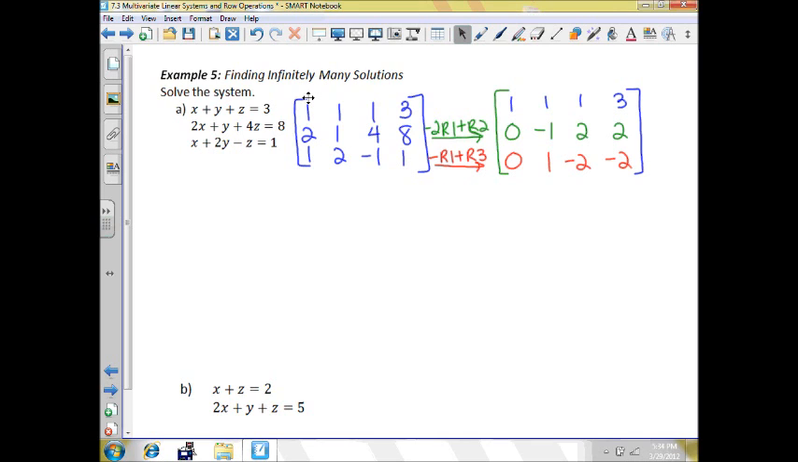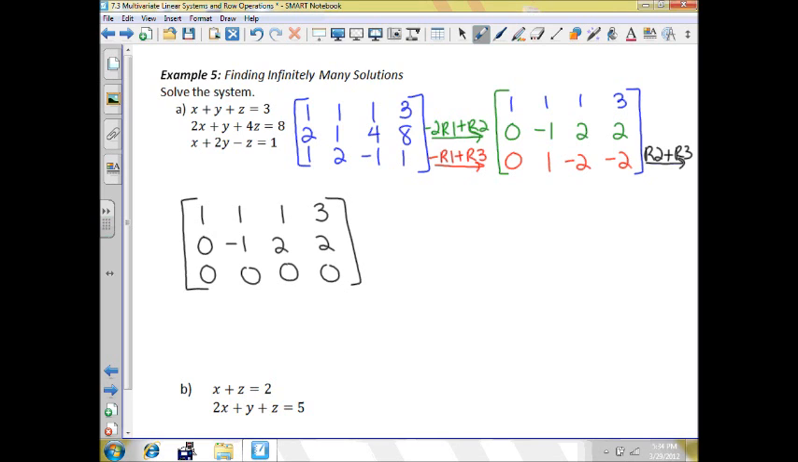Now we need to get rid of the 1 on the bottom, and we also need to change the middle row to make that a positive 1. So we're going to change the third row by saying row 2 plus row 3. As you can see, we'll still have the 1, 1, 1, 3 here, 0, -1, 2, 2 here, and we'll have 0, 0, 0, and 0 on the bottom. Let's take the opposite of row 2 here, just to make it a little easier to work with.